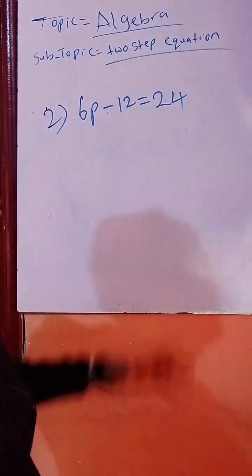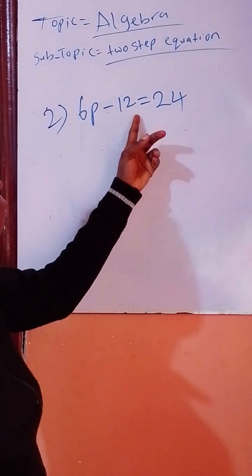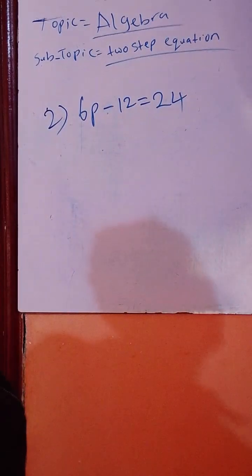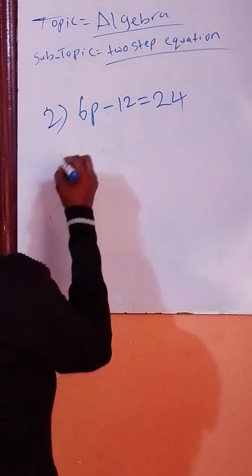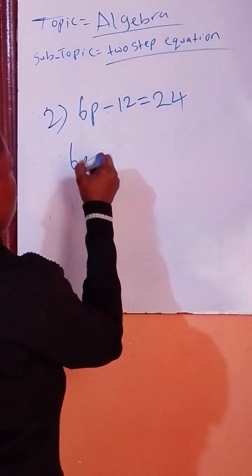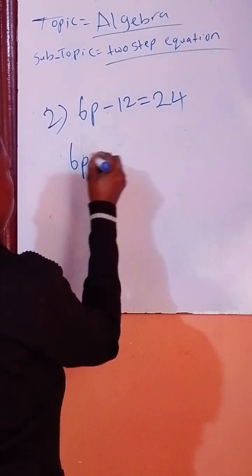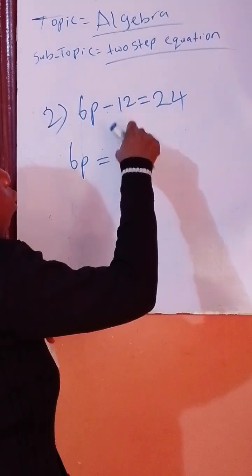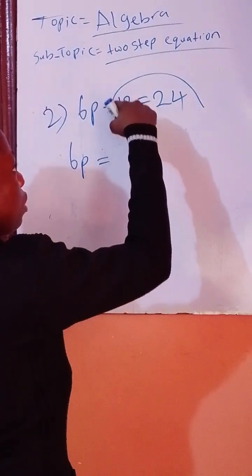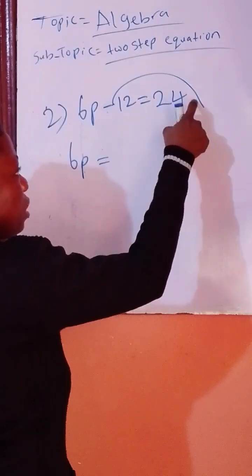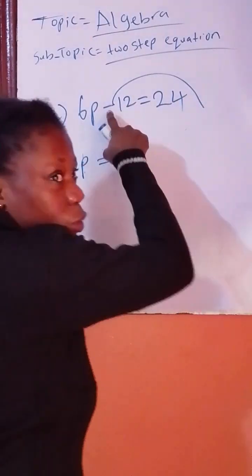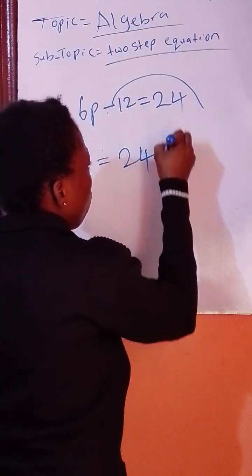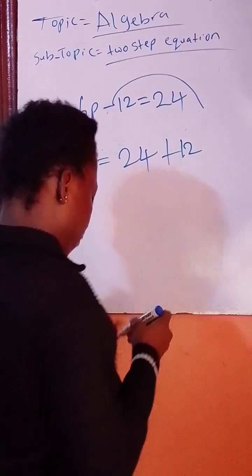Our example 2 says 6p minus 12 equals 24. Let's solve. Bring down your 6p. This 12 is having minus. When it crosses this equal sign, this minus sign is going to change from minus to plus. Then we are having 24 plus 12.